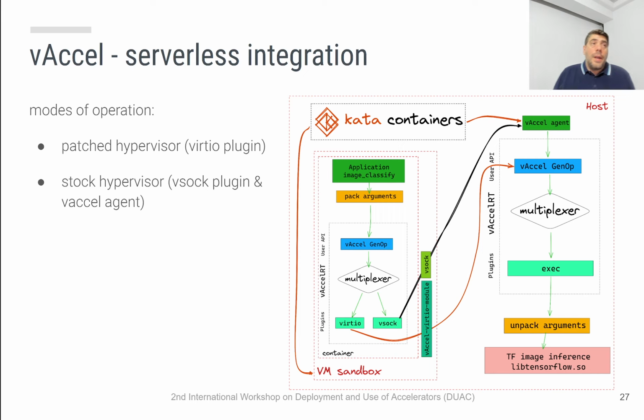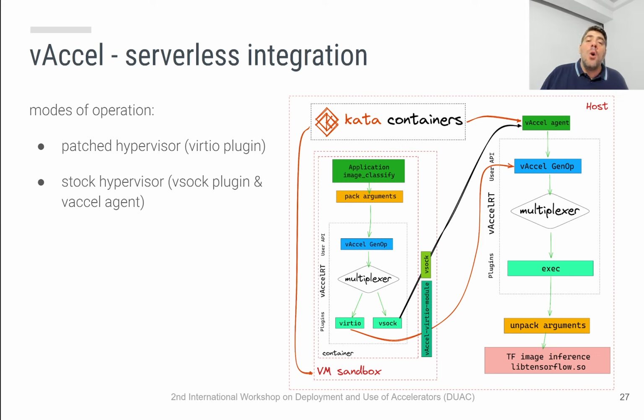So, in order to use this framework on a serverless framework, we needed to port VAccel to some kind of container runtime. We chose Kata containers because Kata containers offer the sandboxing of containers into VMs. So we ported VAccel to Kata containers. It's a downstream branch, it's not upstream yet.